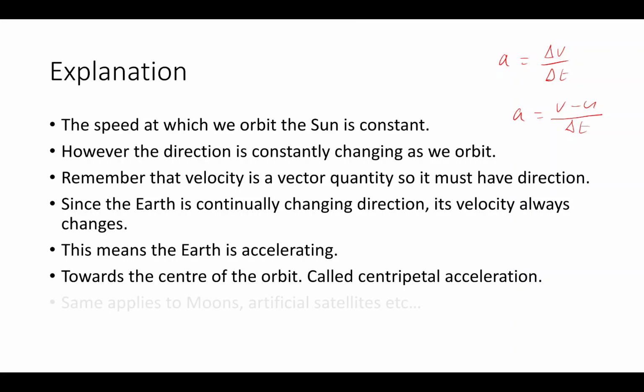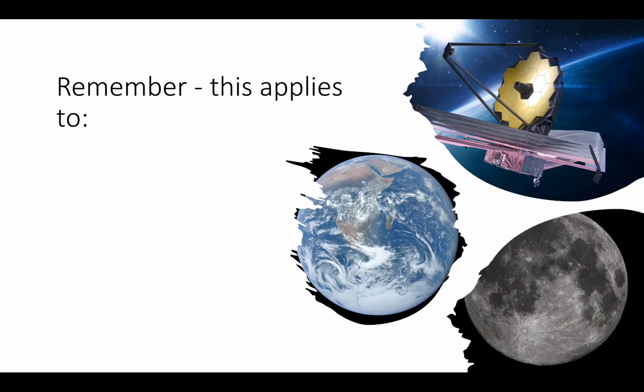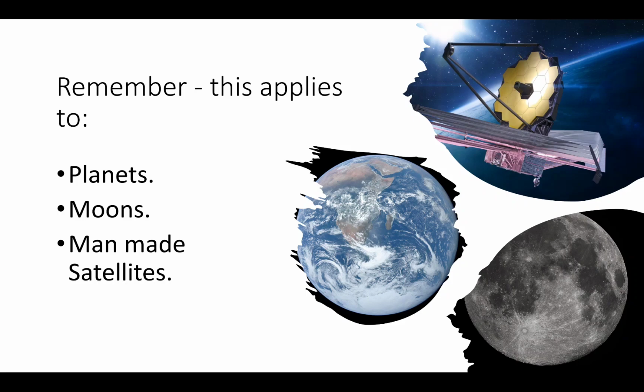And the same applies for anything in orbit: moons, artificial satellites, etc. So make sure you get that down. If you want to follow that explanation again, just rewind and watch it again as you're making notes. All right, let's move on. Remember, it applies to planets in orbit around the Sun, moons that are in orbit around their planet, and man-made satellites. We've got the Earth there, and Luna, which is our moon. Remember, there's lots of moons in the solar system. Most planets have moons. And the man-made satellite at the top is the James Webb Telescope, which is also in orbit.